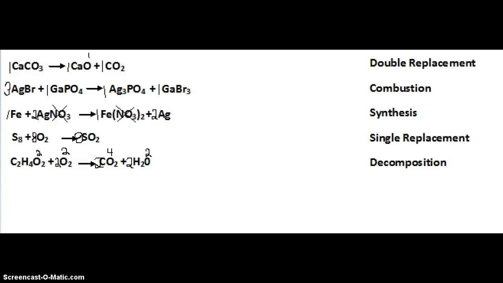Now let's move on to the different types of reactions. So we've got double replacement, combustion, synthesis, single replacement, and decomposition. I'm going to give you a quick demonstration of what each of them represent, substituting the elements or the compounds with A and B.